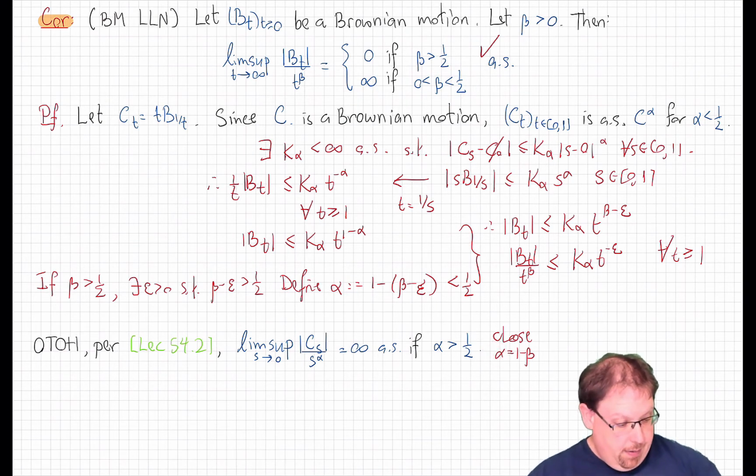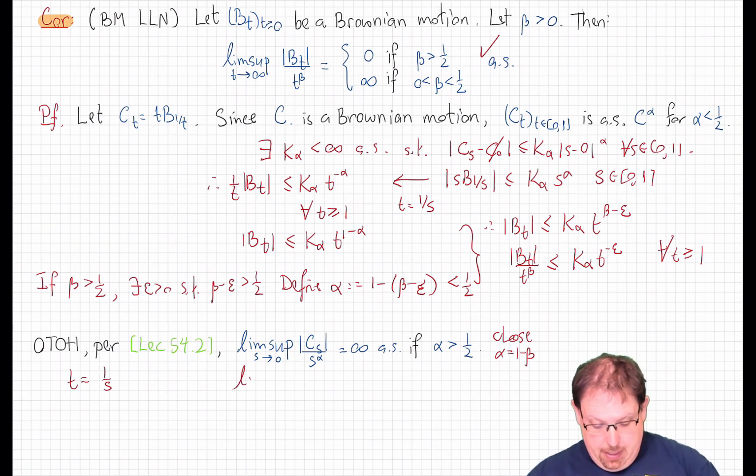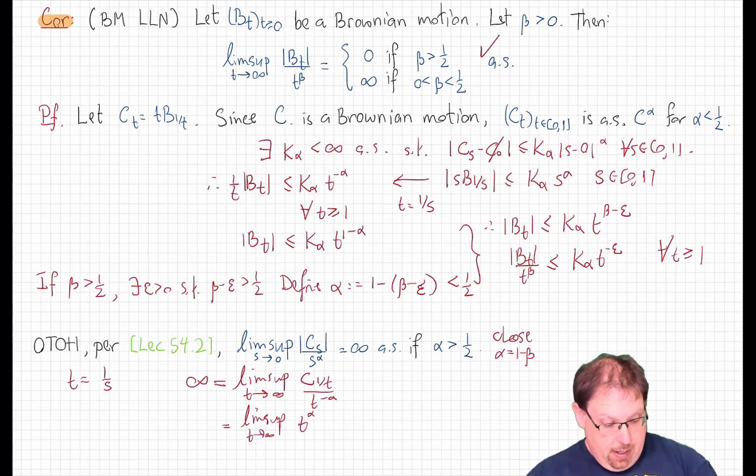Now let's just set t equal to 1 over s, and that means that the lim sup as s goes to 0, that's the lim sup as t goes to infinity of C_{1/t} times t to the alpha, that's exactly this lim sup here, so that's equal to infinity. But that's the lim sup as t goes to infinity of t to the alpha times C_{1/t}. C_{1/t}, from our usual relationship, just reversing the role of t and 1 over t, is 1 over t times B_t.